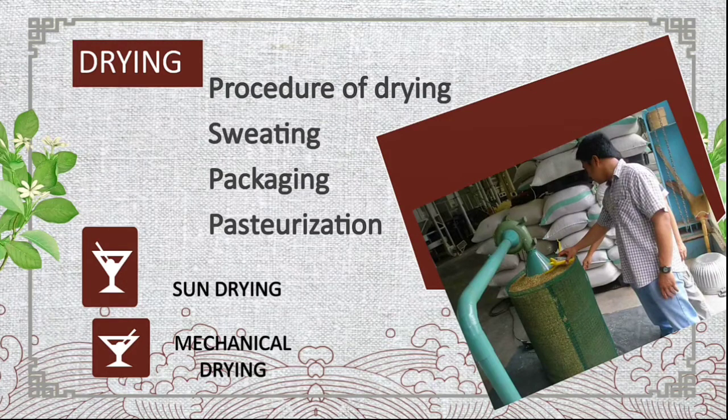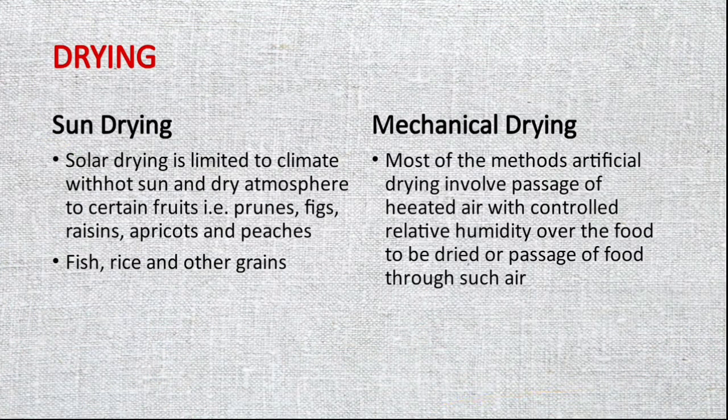There are various processes such as sweating, packaging, and pasteurization. Mainly the drying is of two types. Number one, natural drying, which is done by sun drying, and the second one is mechanical drying by various procedures. These are the differences between sun drying and mechanical drying.